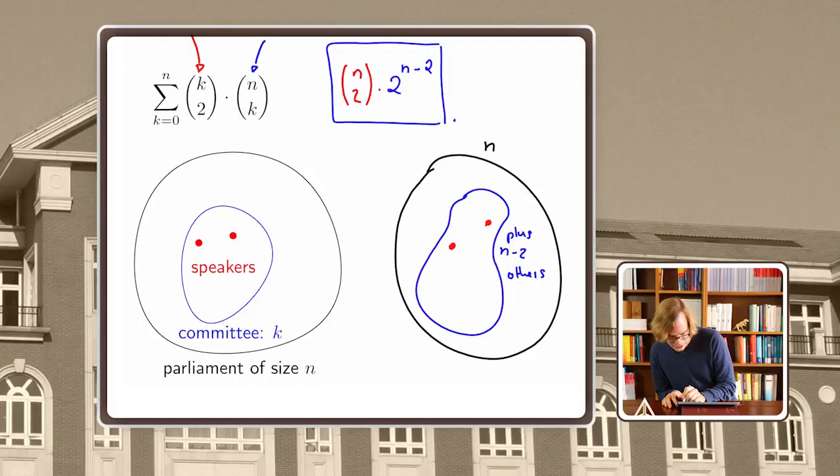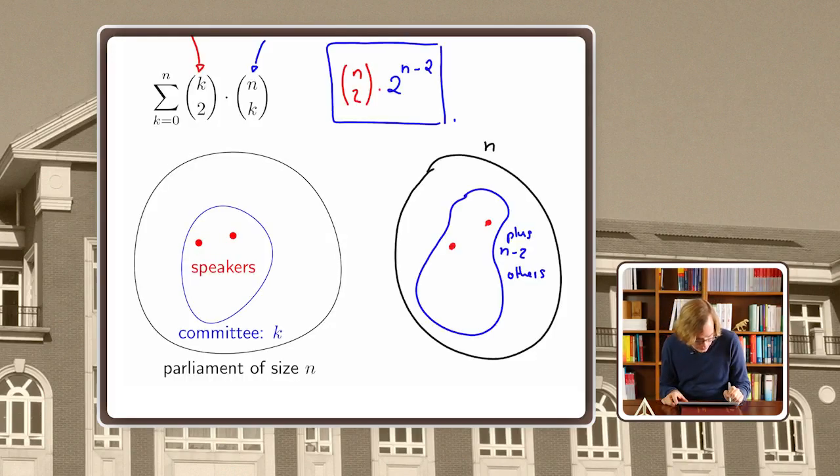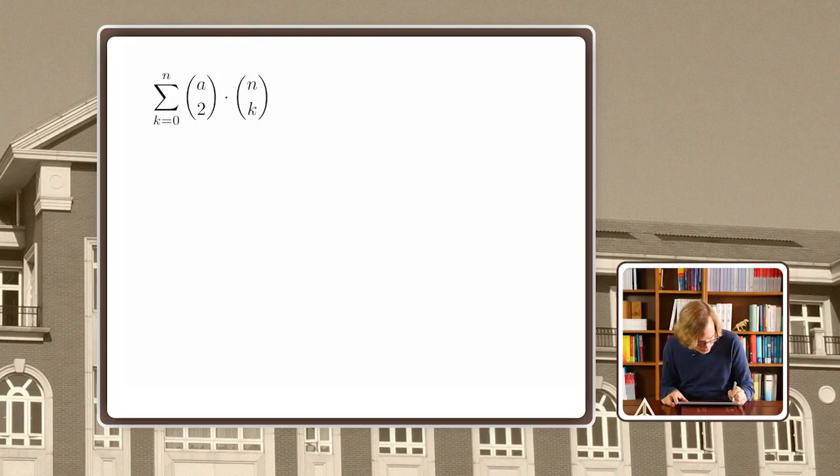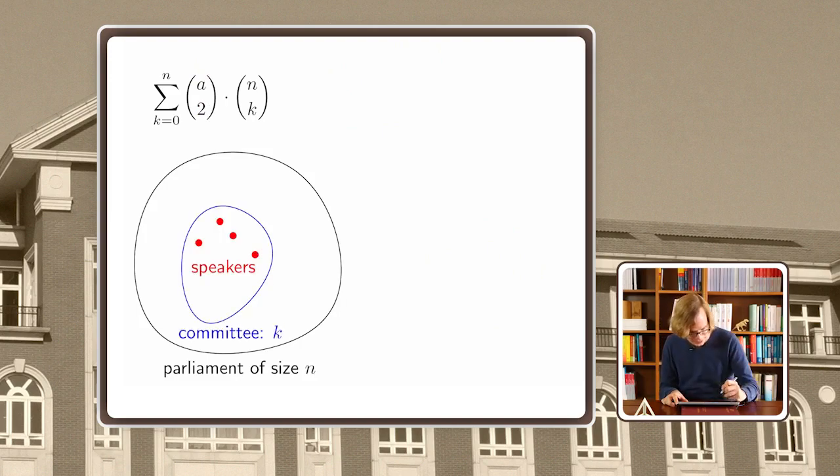Alright, so actually we can generalize this, and instead of, let's go back here, instead of this, oh my god, here I made a typo, let me correct this. This should be k and this should be a, right? Anyway, sorry about that. The way we do that, again we have a parliament, a committee, and now we select a speakers.